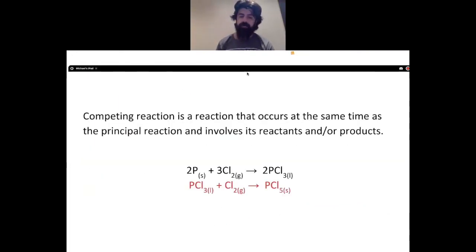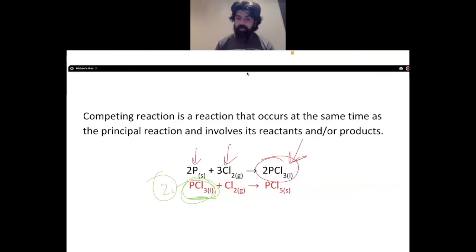So here's an example of a competing reaction. Let's say in a lab you were combining solid phosphorus with chlorine gas, and you're forming liquid phosphorus trichloride. But as you are making this, notice, here I'm going to write it in green, how there's a second reaction that's taking place.